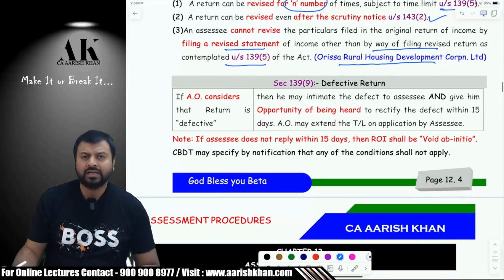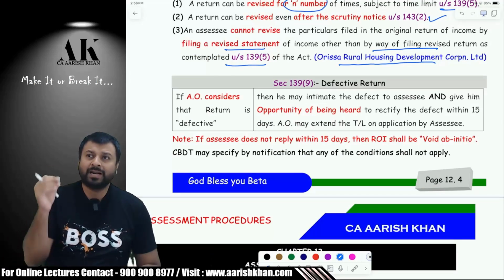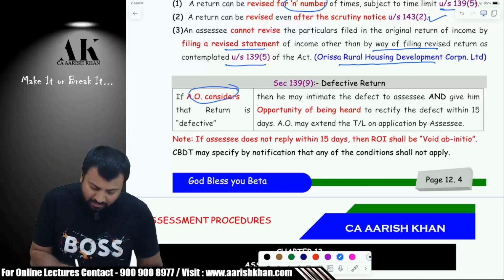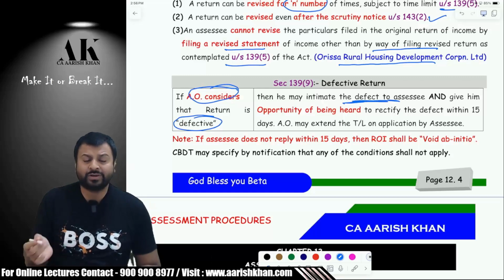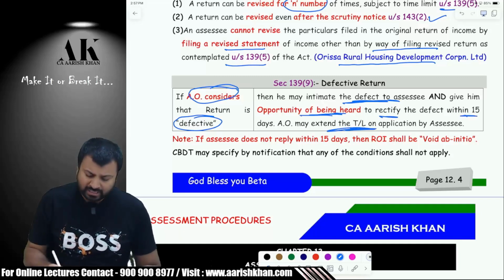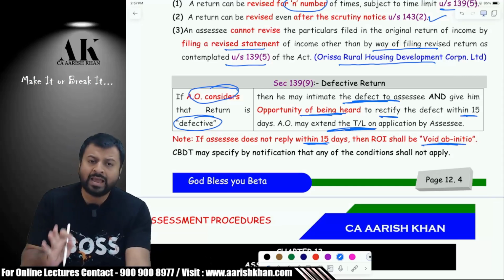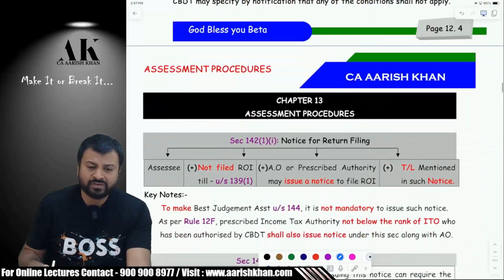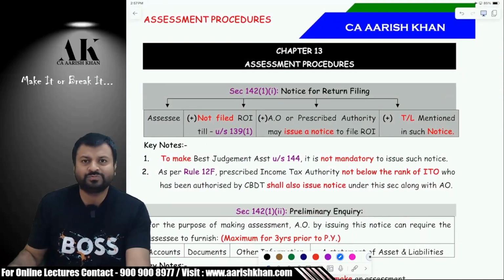Okay. Next one, defective return. What is a defective return? A return is filed by you, but the AO finds a defect. The AO considers the return to be defective. Then he will intimate the assessee to rectify the defect, and he will give an opportunity to rectify it within 15 days. You can also ask for an extension by making an application. If you do not reply within 15 days or within the extended period, the return will be considered void ab initio. So these are some of the provisions related to filing of returns. I hope it is clear to all of you.